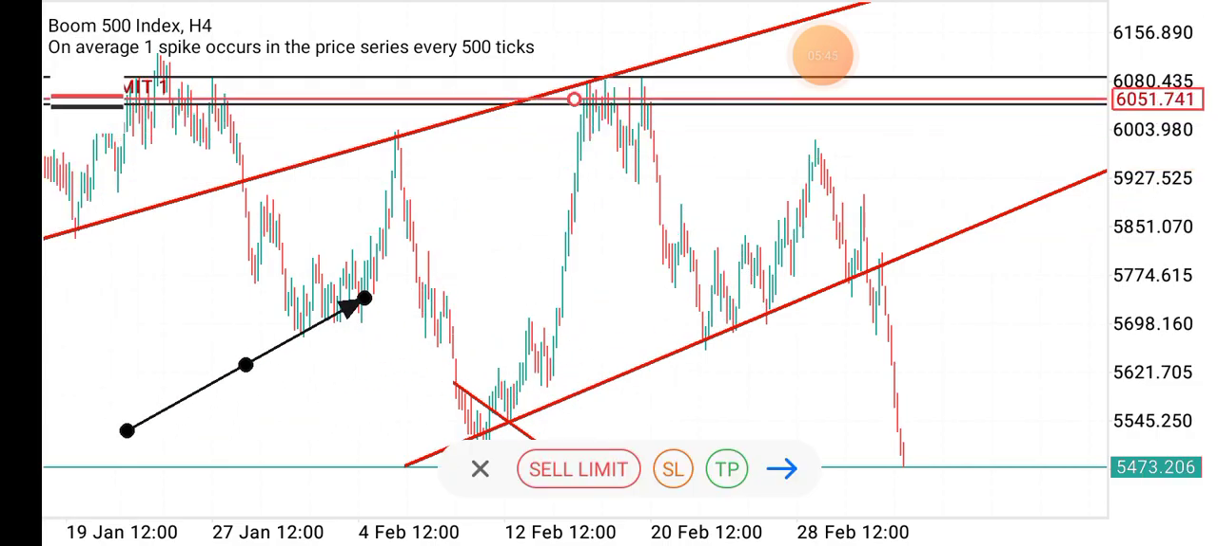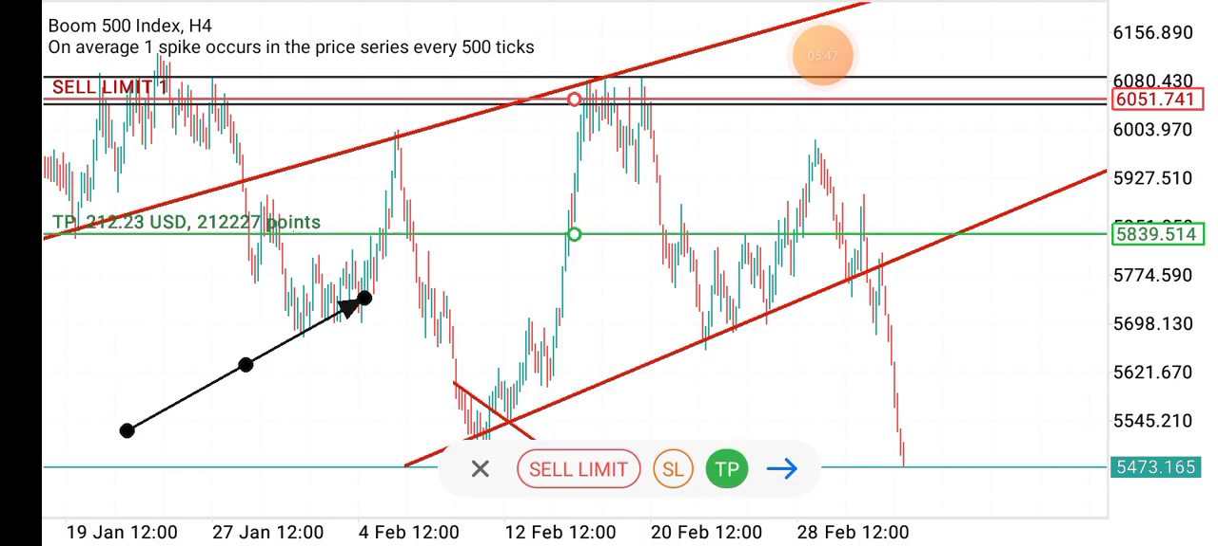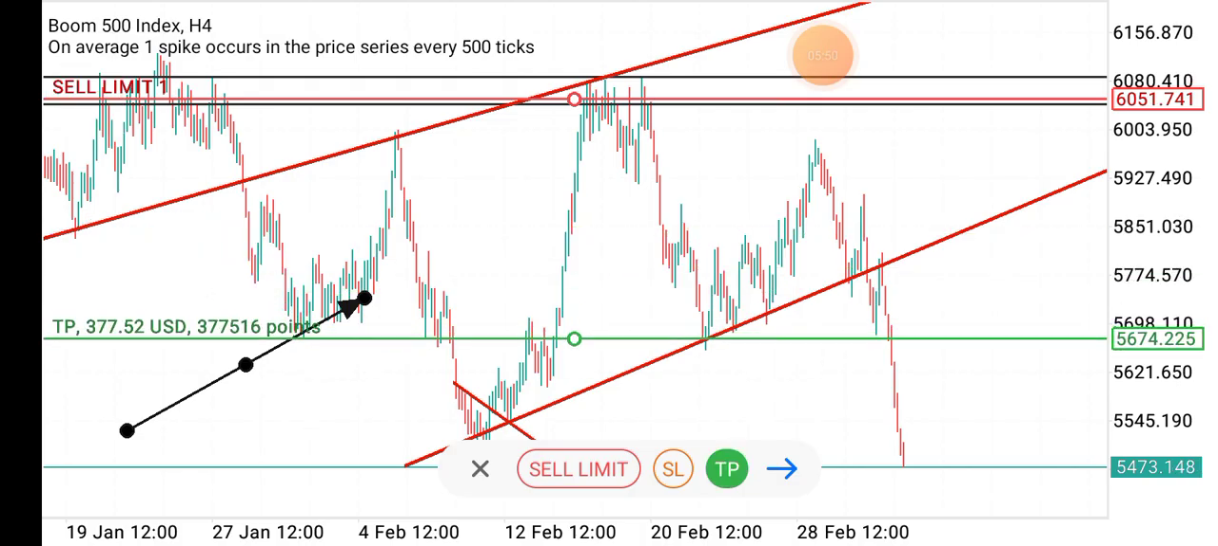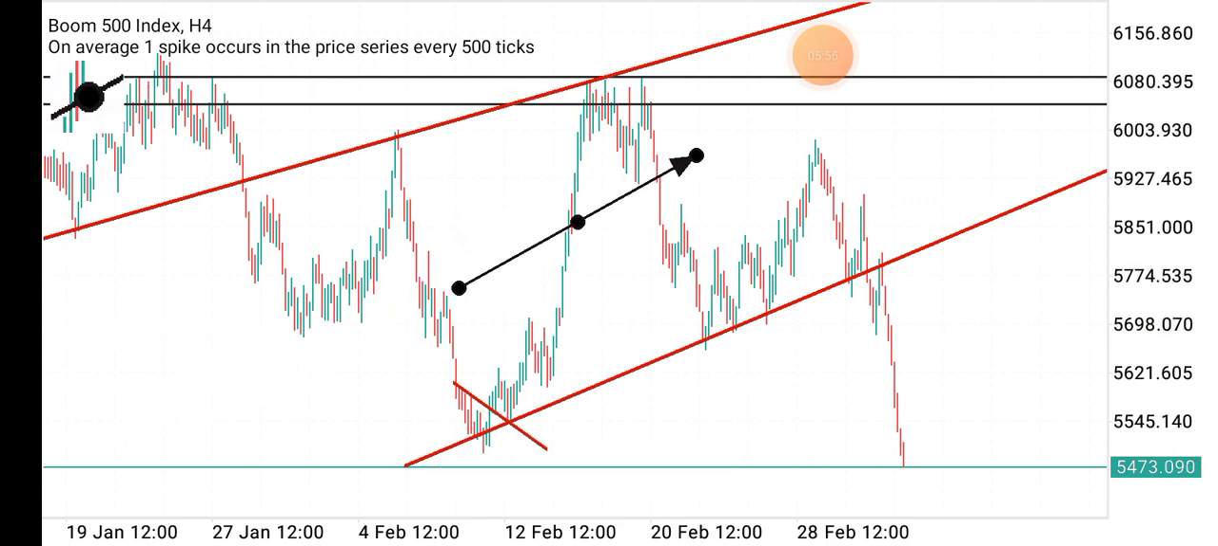Like let's say you enter the trade somewhere here and you're able to hold it up to this level, guys. $370 in profit. All right, so it is something you can use in making so much profit, and these things are always happening on the chart.